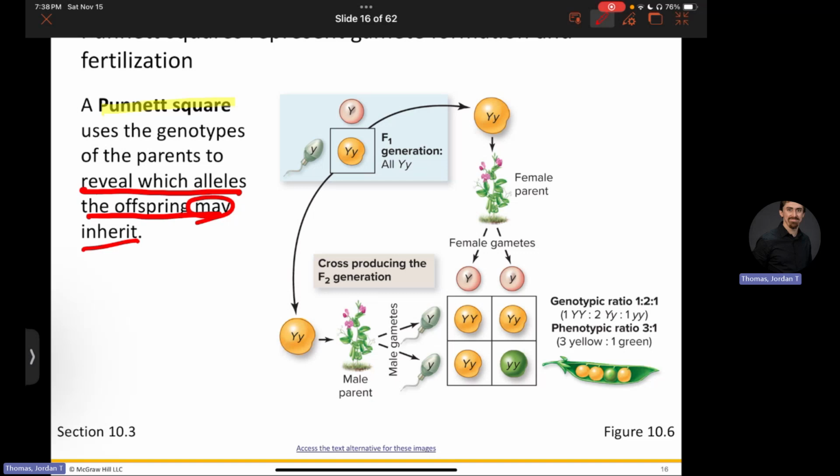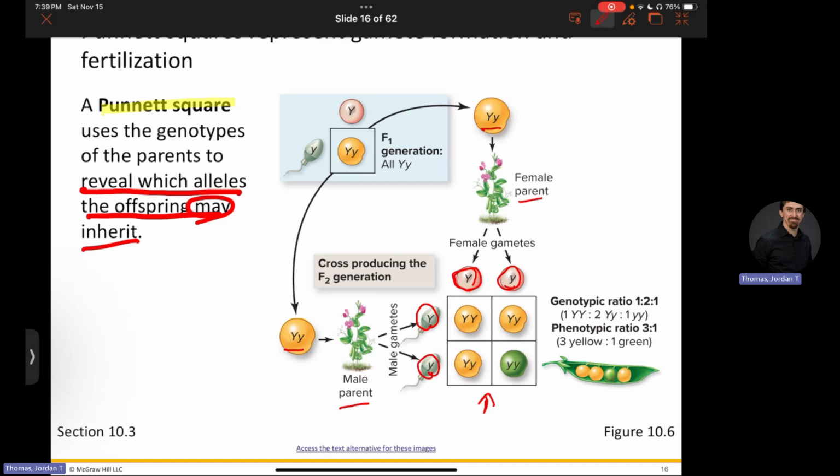So in this example, we have the female here and the male here. This female has the genotype big Y, little y. So remember, it's a diploid cell, so it has two copies of the same gene. During meiosis, though, those genes are split. So we have one big Y here and one little y here. And the same happens in the male. We have big Y, little y. So we get one big Y here and one little y here.